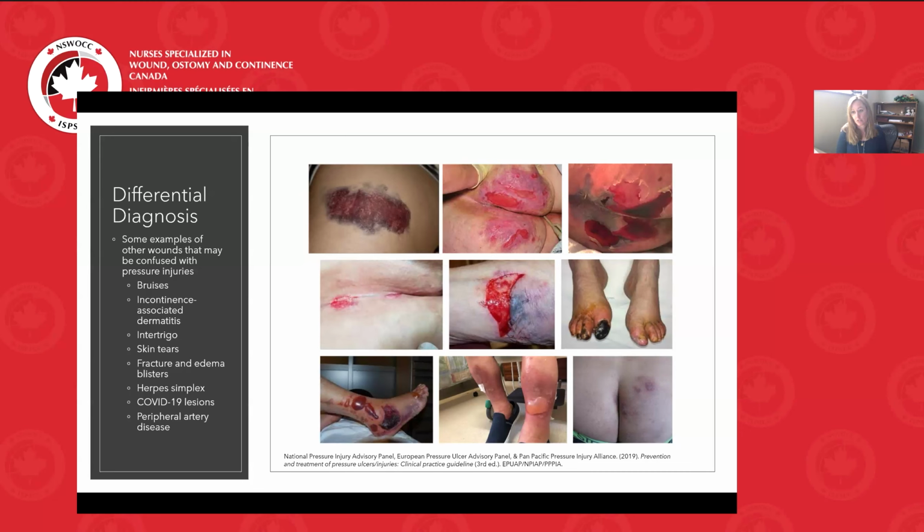This is a fracture blister. If the patient has a broken bone in the area, sometimes you can get these. You want to make sure that it's not herpes simplex. Sometimes this can present very similar to a pressure injury also. Other things that are possible are COVID-19 lesions, and then also peripheral vascular disease if you're looking at something that is on the foot. So we need to remember that we're doing a complete assessment. Is this pressure injury or is it not pressure injury? And if it's not, what is it?